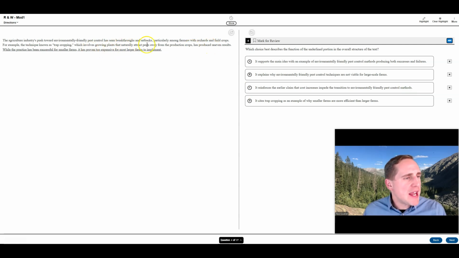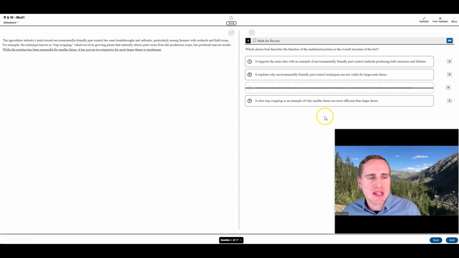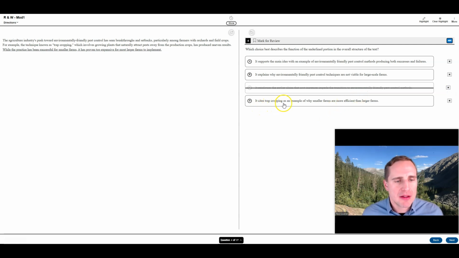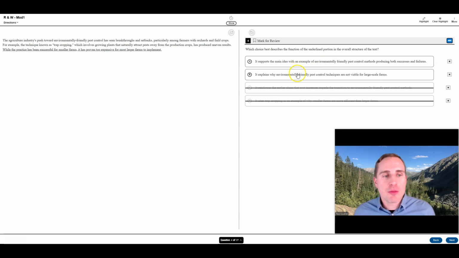So I don't think there's any mention of the expense in the first couple of sentences. So we can safely get rid of C. D, it cites trap cropping as an example of why smaller farms are more efficient than larger farms. So there's no mention in the underline about the trap cropping. So it's either going to be A or B.